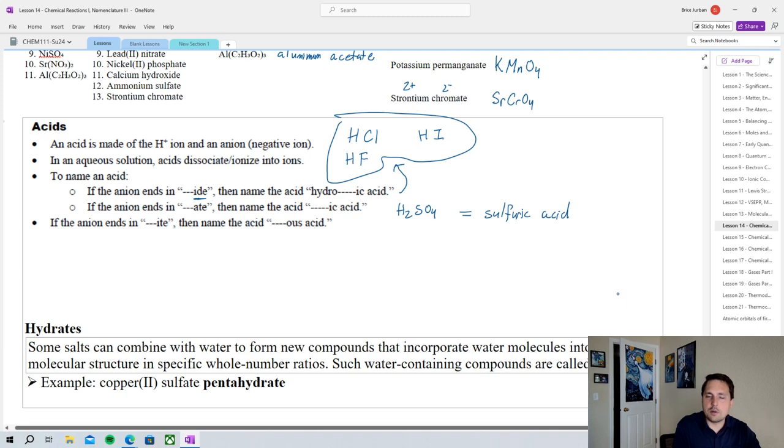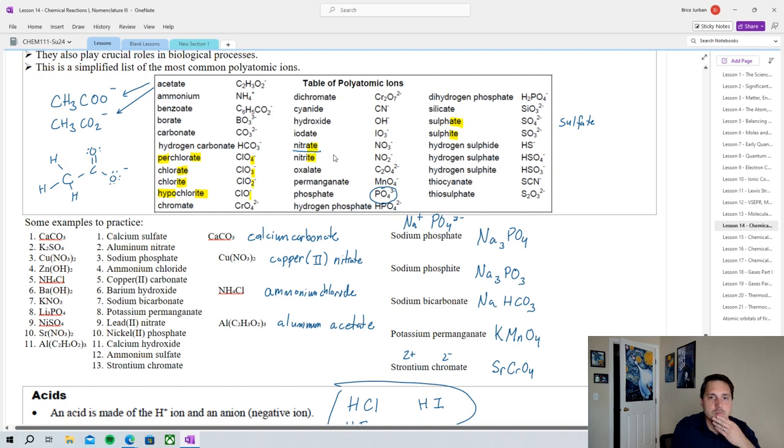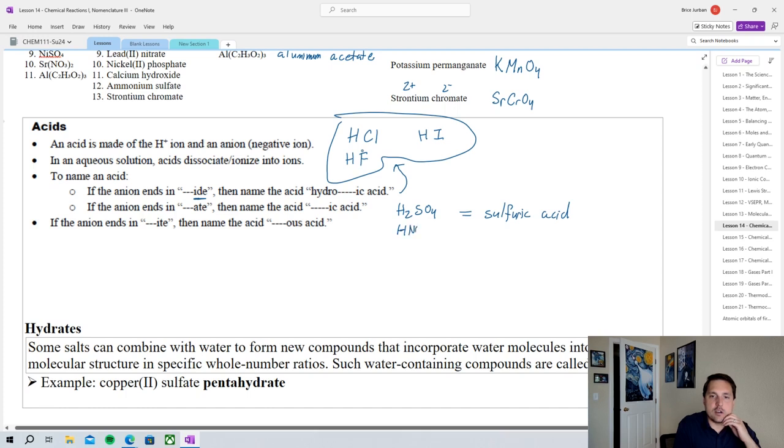All right, so let's think about some other ones. How about nitrate when it's an acid? So that would be HNO3. That would be nitric acid.